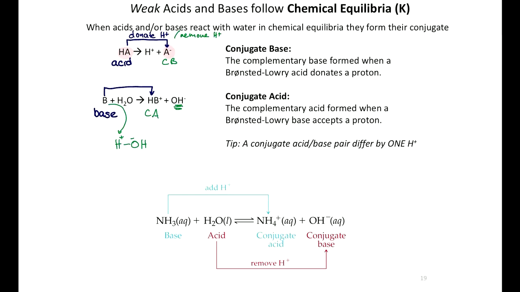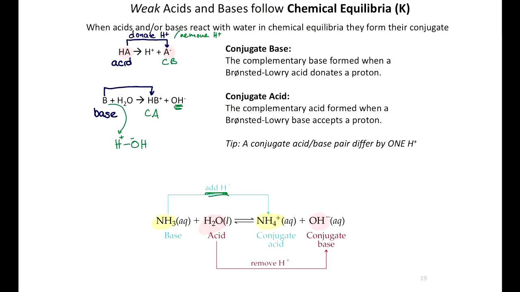Ammonia is our base. Once it acts like a base, it's accepting a proton. You add an H+ to its formula, and you create its conjugate acid form. So NH4+ actually behaves as an acid. On the other hand, ammonia is a base, but what's also reacting is water. Water in this example is acting like an acid because it's giving up a proton. It's doing the proton donating.